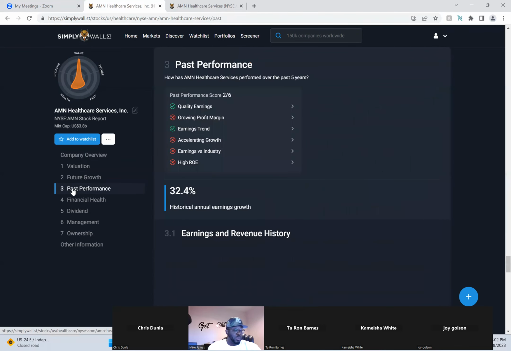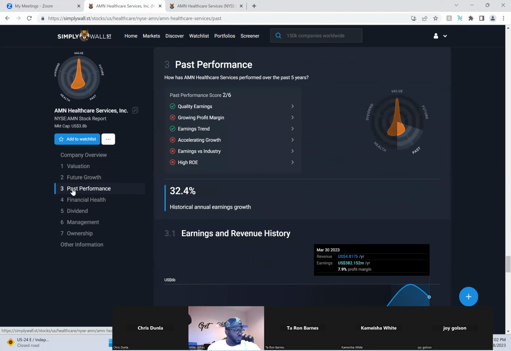But then you can look at past performance. How has it performed over the past? Historical earnings growth is pretty strong too, 32.4%. But that year-over-year growth of negative 3.3% still concerns me. Let me dig a little more.